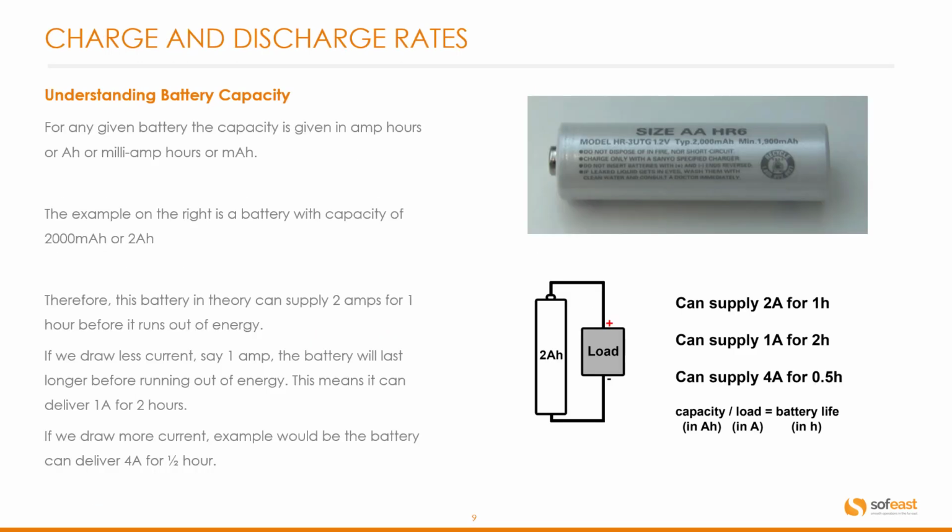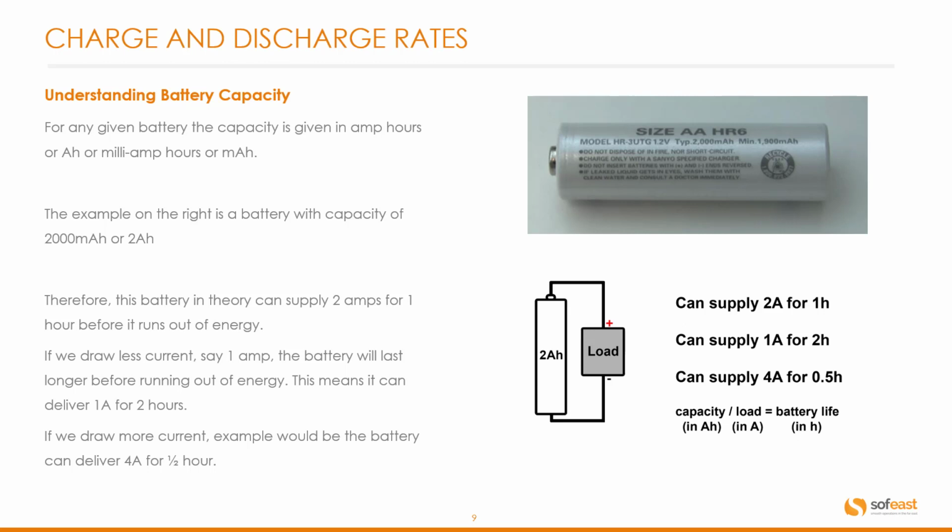So we talked a lot about capacity, so let's have a look at understanding battery capacity. For any given battery, the capacity is given in amp hours, or AH for short, or milliamp hours, or MAH. The example on the right is a battery with a capacity of 2000 milliamp hours, or 2 amp hours. Therefore, this battery in theory can supply 2 amps for 1 hour before it runs out of energy.